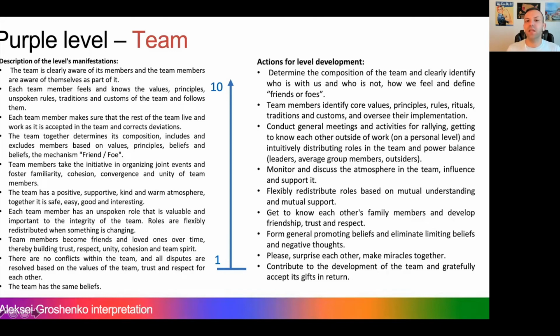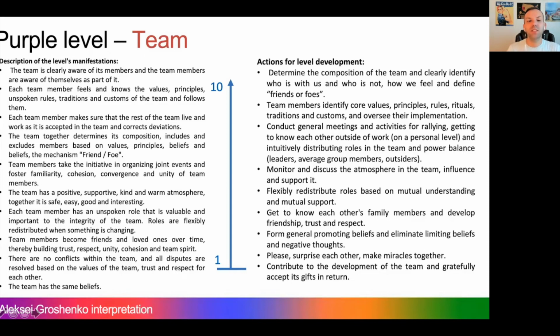Conduct general meetings and activities for getting to know each other outside of work on a personal level, and intuitively distributing roles in the team and power balance: leaders, average group of members, and outsiders. Monitor and discuss the atmosphere in the team, influence and support it. It's very important that we discuss. We have a lot of space for talking, discussing, exchanging opinions, and impact on that.